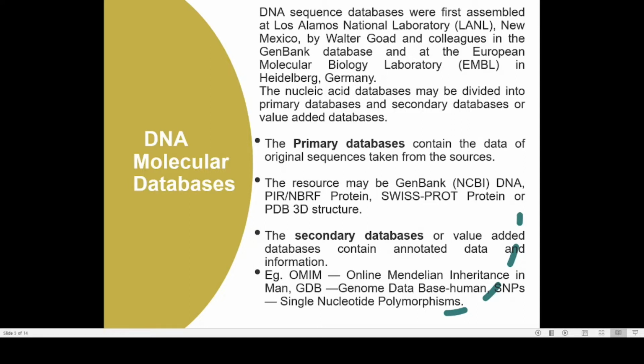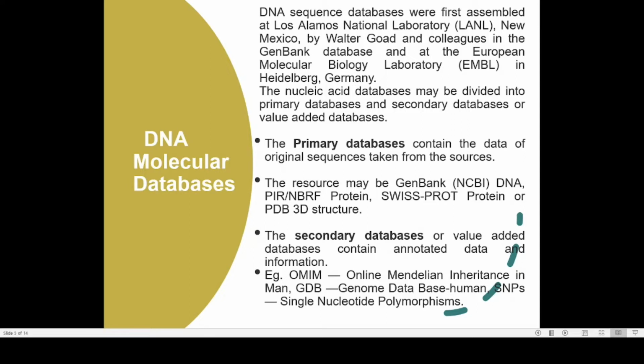Whereas there is another type of database that gives you additional information in addition to the original result. For example, in the case of this second type of database, which we popularly call the secondary database, there is some explanation about that sequence. There will be some additional information about that sequence. Then we call it the secondary database. So these are the basic differences between primary database and secondary database.